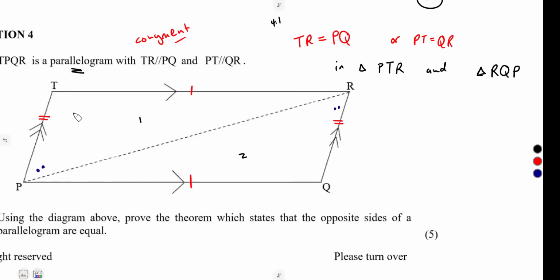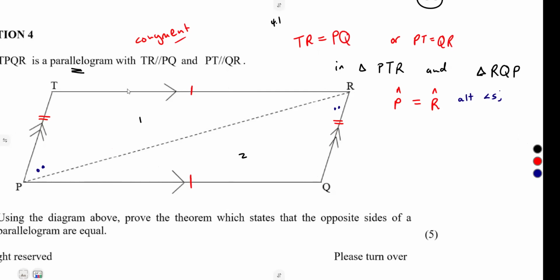So in triangle PTR, the angle is what? The angle is P. Angle P is equal to angle R, in this triangle. From alternate angles, we are forming a Z. Those are alternate angles that we have there.